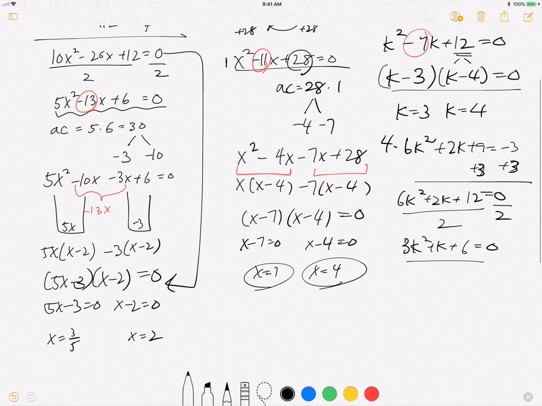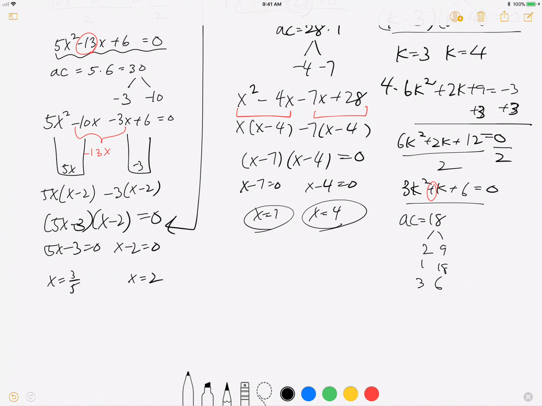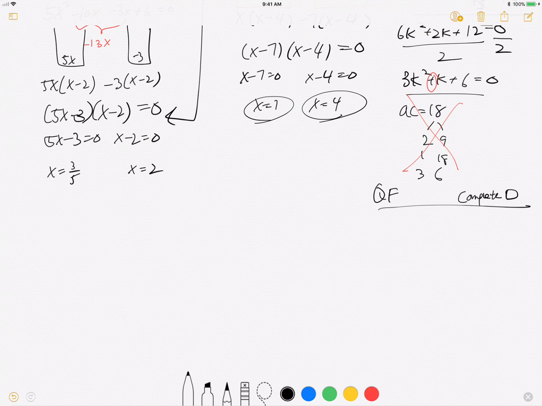Now here, I can try the AC method, which becomes 18. But there are no two factors that will add to give you positive 1 right here. Therefore, I'm not going to be able to do factoring at all for this case. I have to resort to either the quadratic formula or completing the square. It's up to you to decide whichever you would like to do.